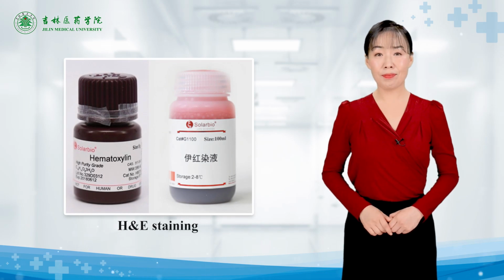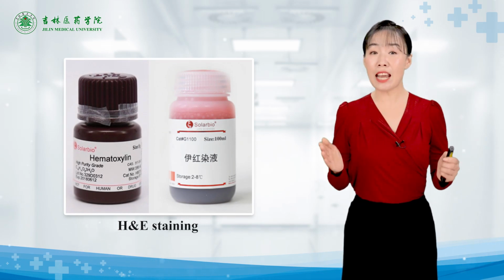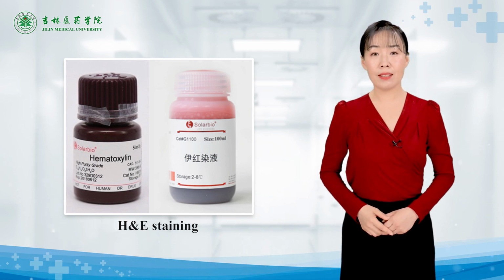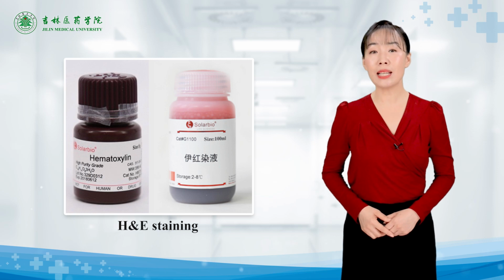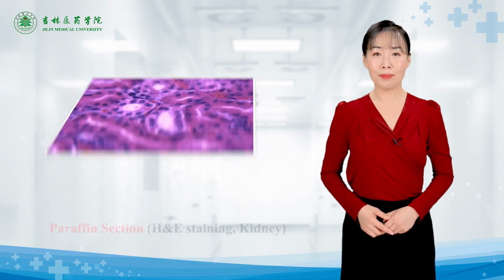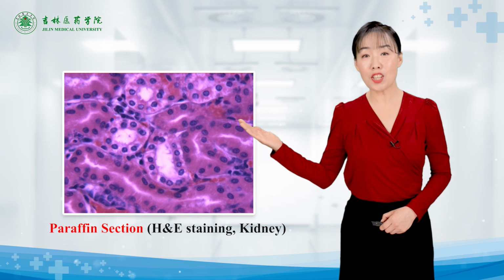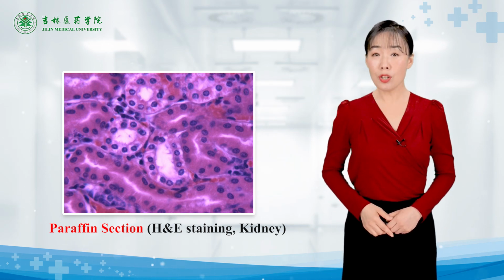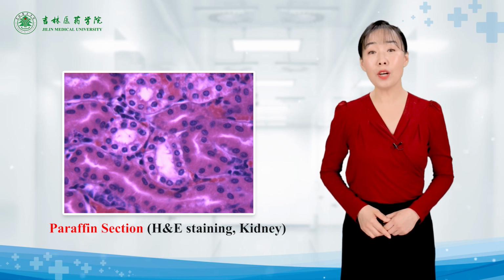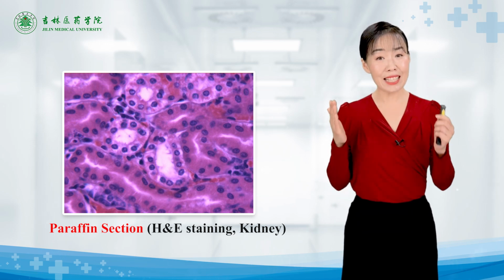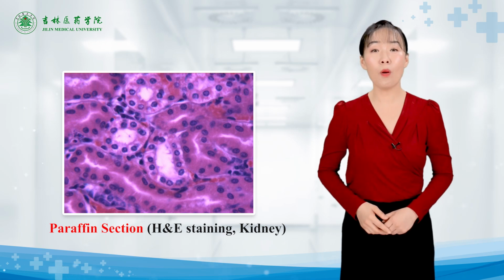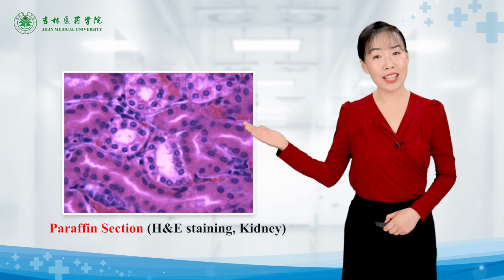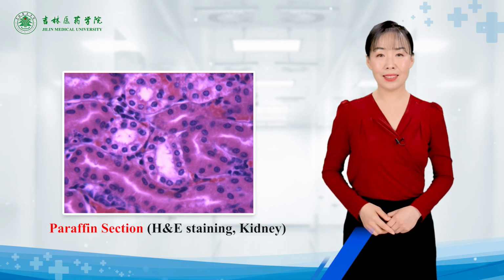HE staining. Sections are then stained with hematoxylin for 1 to 10 minutes, with eosin for 2 to 3 minutes. This is a paraffin section obtained from the kidney, stained by HE. Shown in the red box is a renal tubule. We can see the epithelial cells in cuboidal shape. The cytoplasm is stained pink. The nucleus is stained blue.